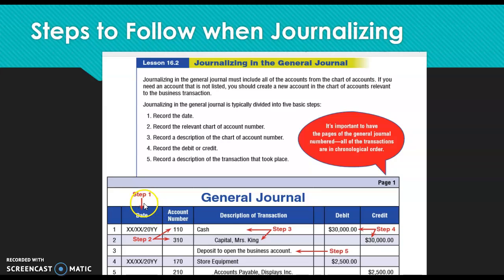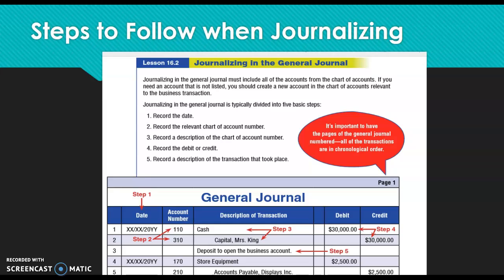So to review, step 1 is recording the date. Step 2 is recording the account number. Step 3 is recording the account name. These are cash and capital. Step 4 is the amounts. And notice here, the debit comes first, and then the credit. And then step 5 is to record a description of the transaction that takes place. Now, you may think when you see a transaction, oh, that doesn't need a description, but it's always a good habit to put a description just so you have it for a record.